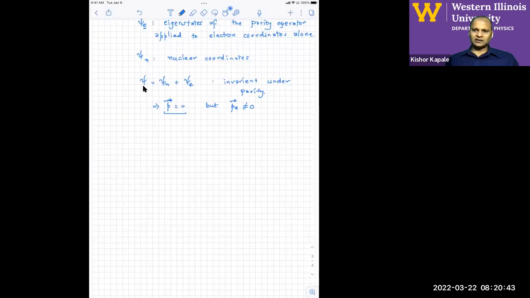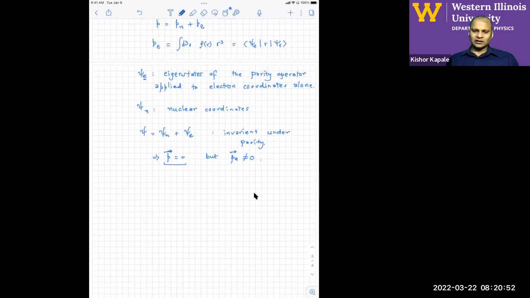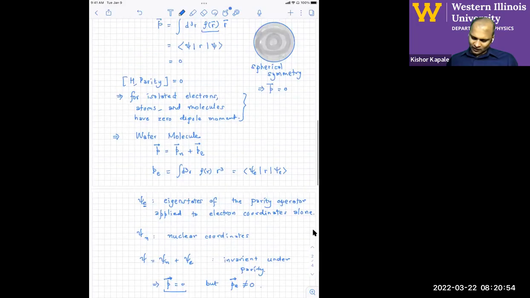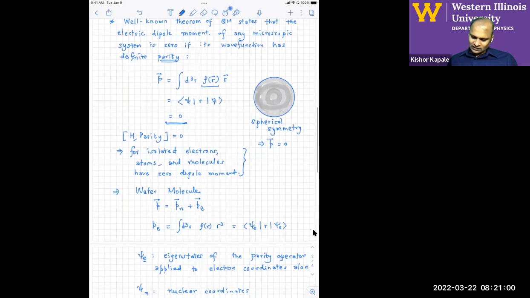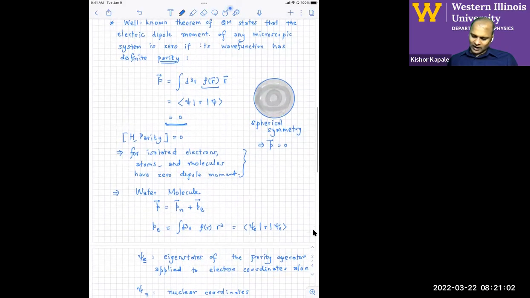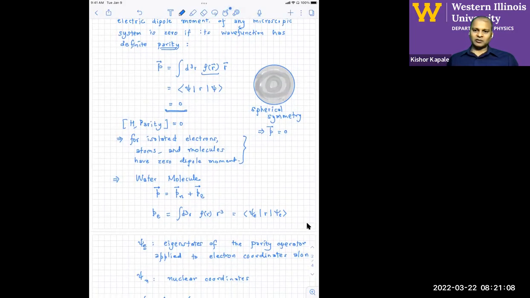Everybody with me so far? Again, you will have to think about it, read through the textbook for the detailed discussion. I just wanted to give you an idea that there is nothing odd with this statement that we got from a general parity expression, right? General expression for the isolated electrons or atoms or molecules. If they have definite parity, then the dipole moment has to be zero, and that's what we are seeing here.